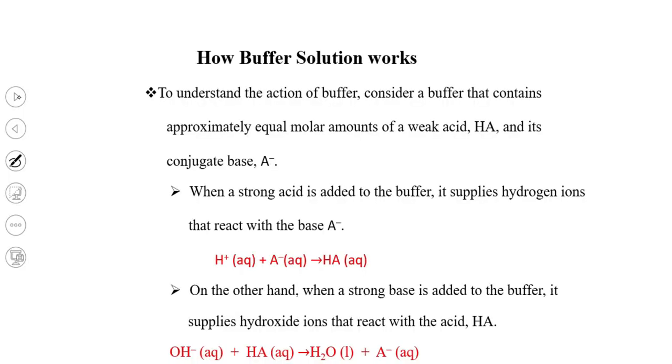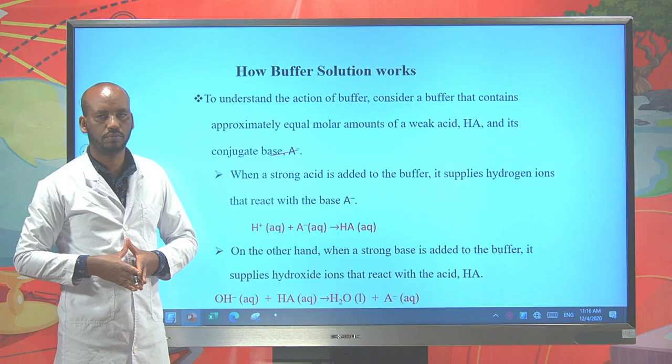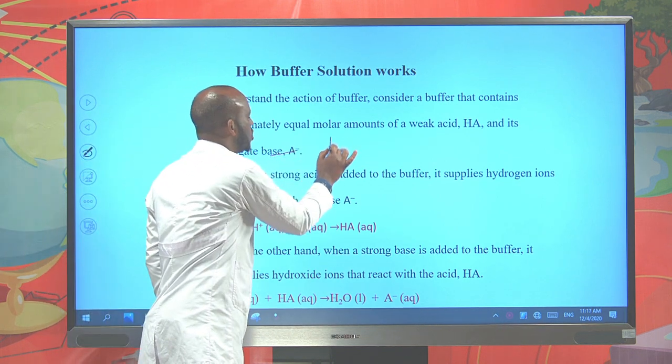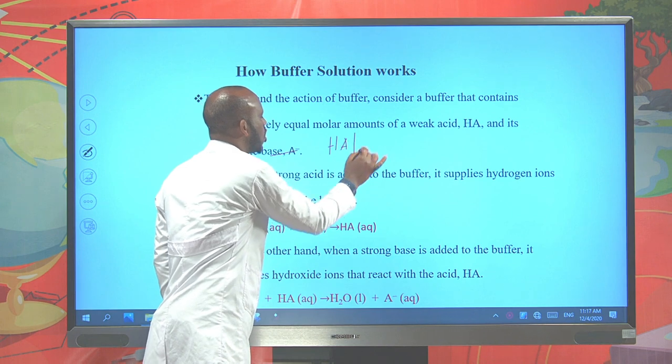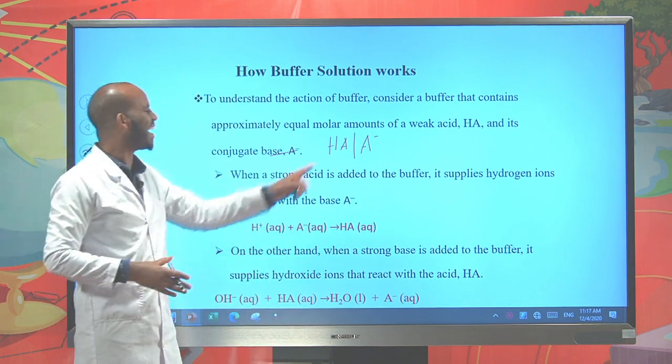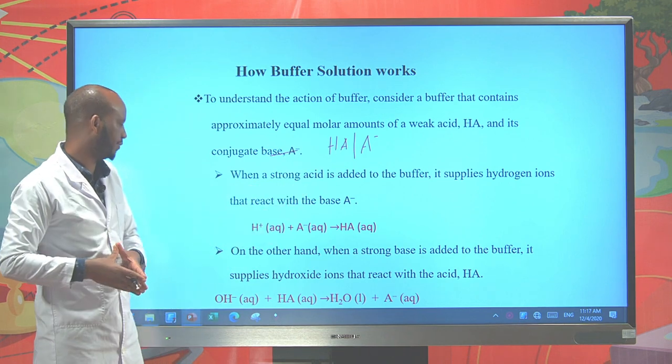To understand the action of a buffer, consider a buffer that contains approximately equal molar amounts of a weak acid, HM, and its conjugate base, A minus. Consider a buffer solution containing a weak acid HM and its conjugate base A minus. Now this buffer solution is an acidic buffer solution.